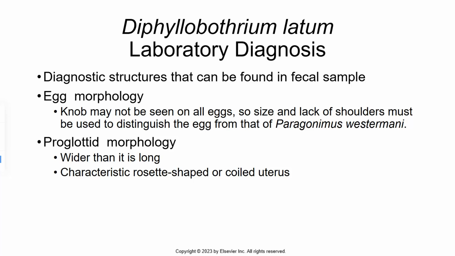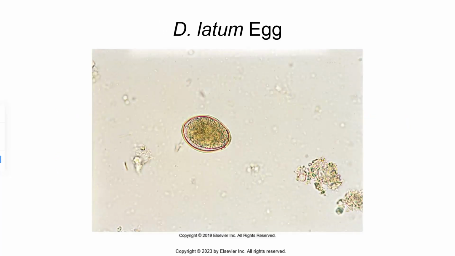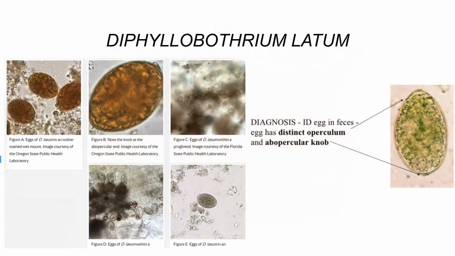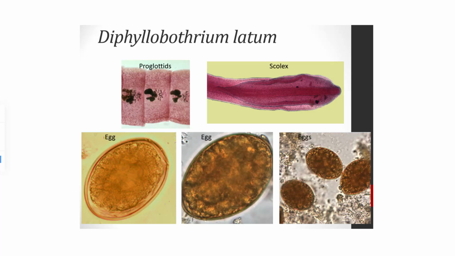Proglottid morphology is wider than it is long, with a characteristic rosette shape or coiled uterus. So here's another picture of D. latum. And then again, here are some pictures of it blown up. And then here are some pictures of eggs, scolex, and the proglottids.